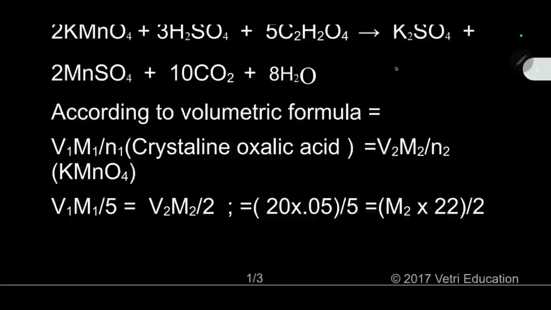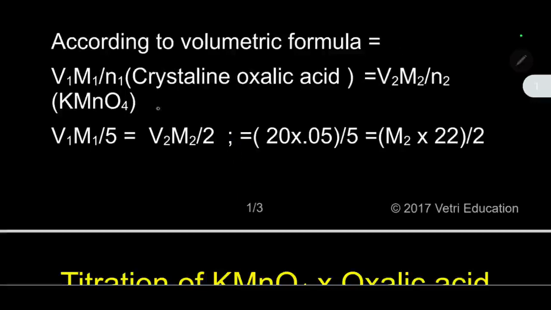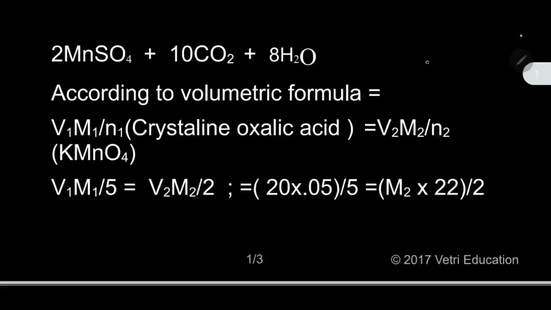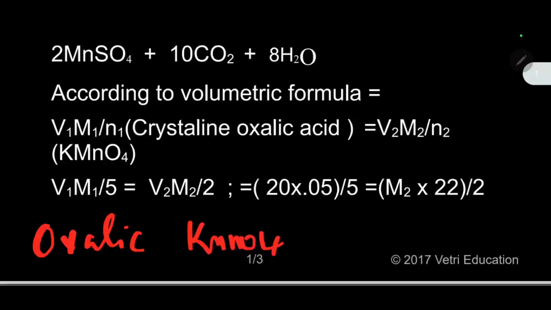Now, according to the volumetric formula, we know V1M1 divided by N1 for crystalline oxalic acid is equal to V2M2 by N2 for potassium permanganate. Here from the stoichiometry, I can identify the moles. This is for oxalic acid. This is for potassium permanganate. Kindly follow. So from the stoichiometry, I have identified 2 moles of potassium permanganate, and 5 moles of oxalic acid.